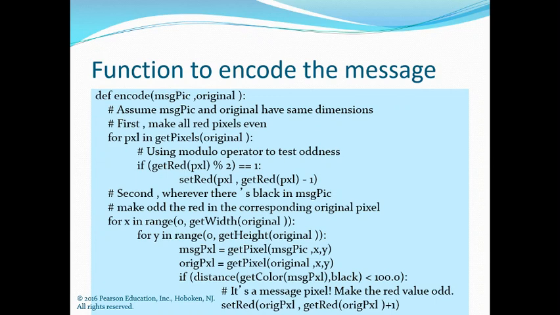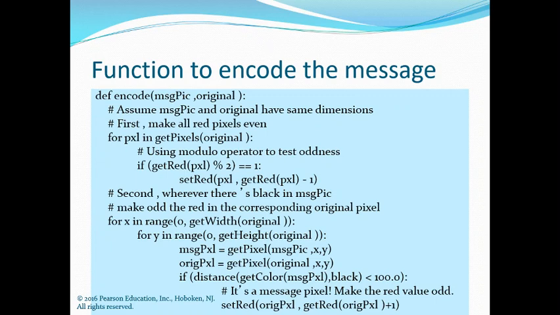Second, wherever there's black in the message picture, make odd the red in the corresponding image, right? So then I have a double for loop, and you can see that I'm setting the pixels from the message pixel and the original pixel. And then if it's a message pixel, make the red value odd. Definitely go through this. I believe that there will be an assignment that's based on this example. So make sure that you understand this logic and how it works.